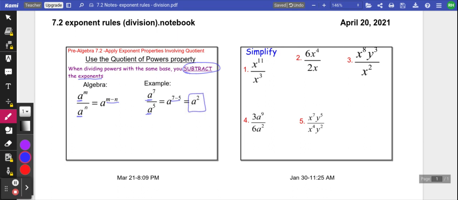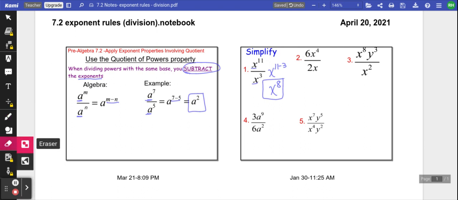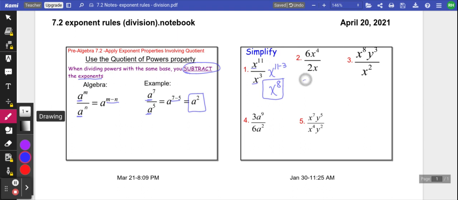Okay, so same kind of thing here. X and x, so let's subtract. X to the 11 minus 3, and 11 minus 3 would be 8. So x to the 8th would be our answer. Okay, here's an example of one with coefficients. So these numbers are not exponents, so we're going to divide like normal, just like when we did the multiplication earlier. So 6 divided by 2 gives me 3, and then x to the 4 minus 1. So we have 3x to the 3rd.